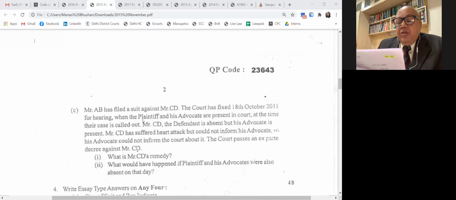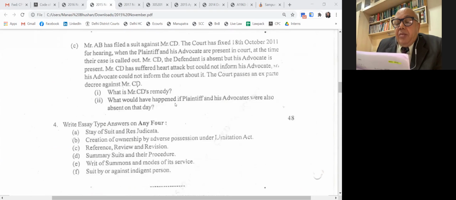Now the next problem. Mr. A and B have filed a suit against C and D. The court has fixed 8 October 2011 for hearing. The plaintiff and the defendant are present in the court at the time the suit is called. C and D, the defendant, is absent, but his advocate is present. D has suffered a heart attack but could not inform his advocate or the court on that date. The court passes an ex parte decree against C and D.